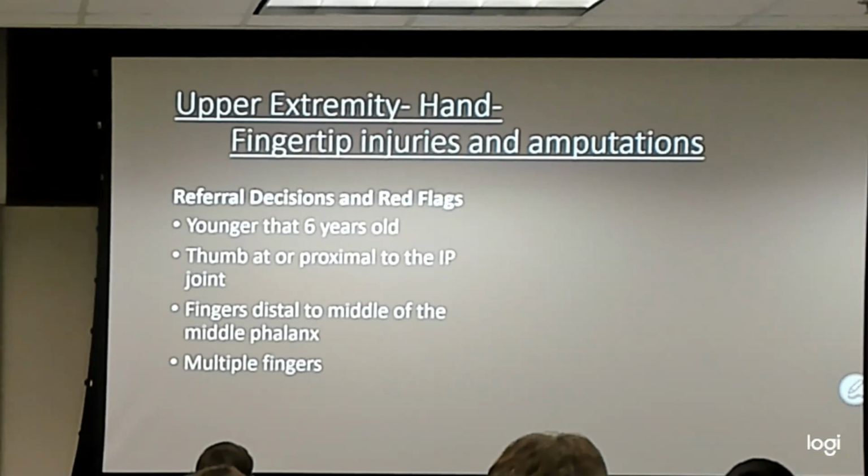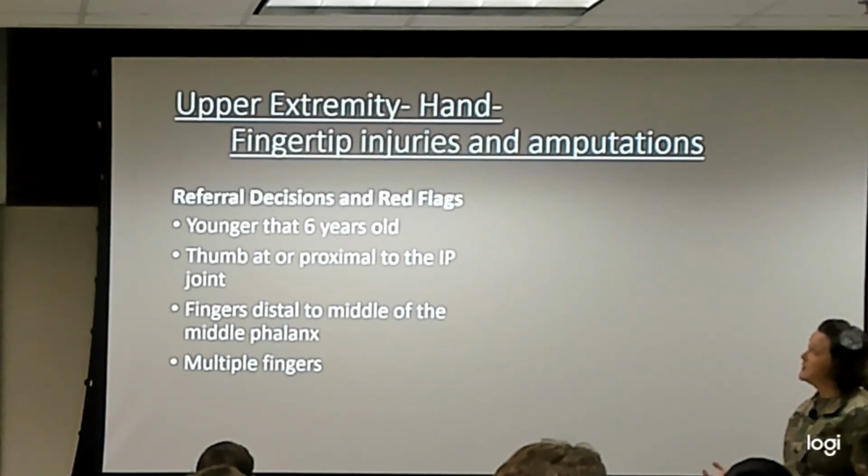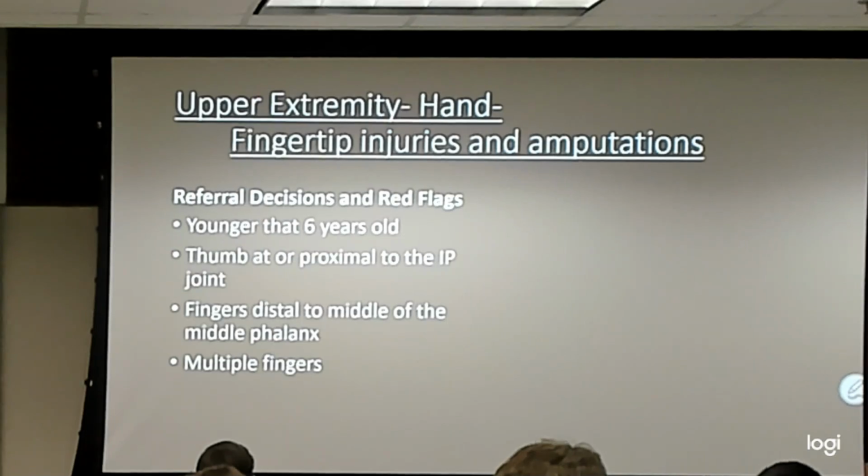Okay. So younger than 6 years old, they're very plastic. We take advantage of that and we can give them back fingers. If we have a thumb that's at or proximal to the IP joint, thumb is important in grip. If it's too short, it doesn't grip well. So that IP joint, proximal. Fingers distal to the middle of the middle phalanx. So middle of middle.